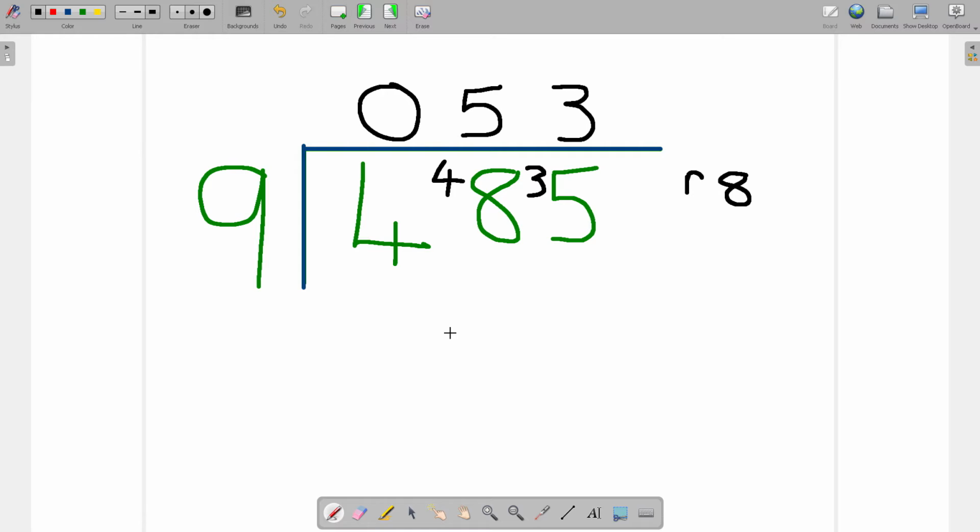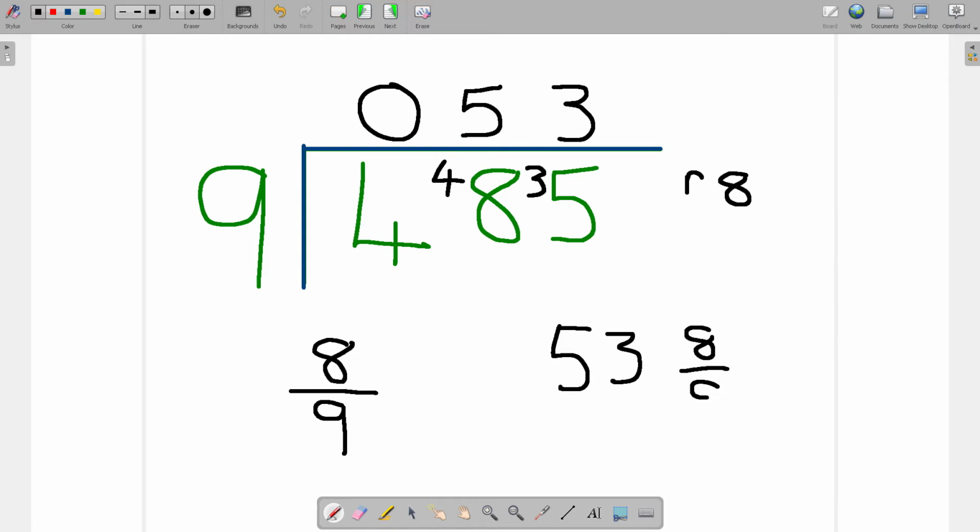Okay, so now we're going to work out the fraction again. So our denominator, which is how many parts there would be in a whole one, is the number that we were dividing by, which is 9. And our numerator, which is the top part of the fraction, is 8, because that's how many parts we have. Okay, so to create our mixed number answer to how many 9s there are in 485, the answer is 53 and 8/9ths. Okay, right, next question.